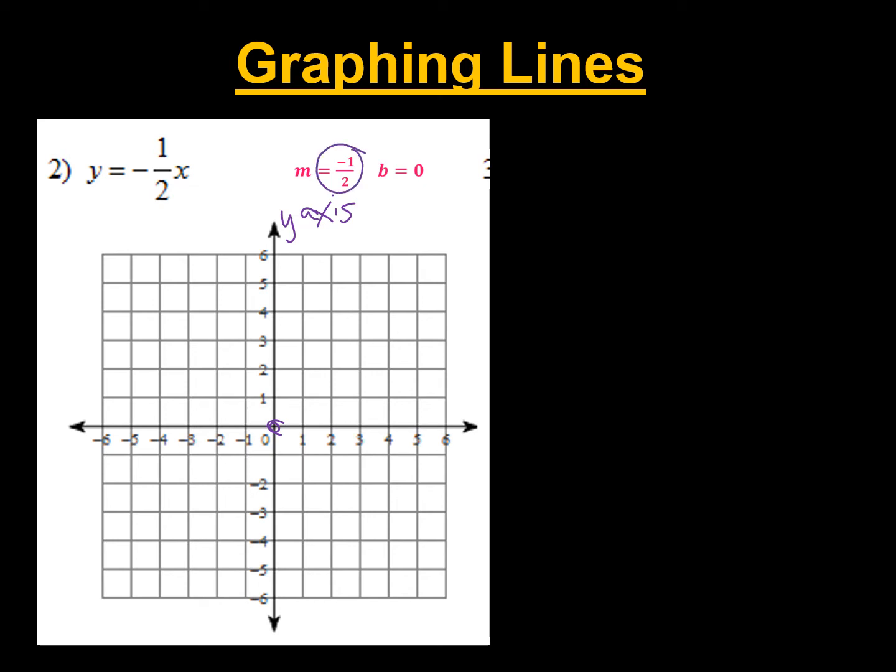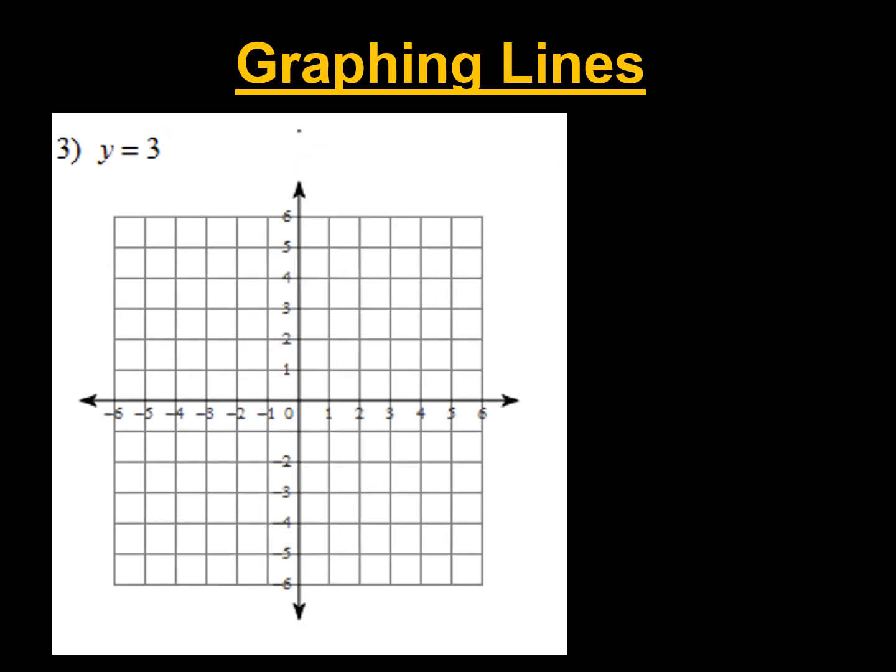So my rise is -1, which means I have to go down, and my run is 2, positive 2. So I'm going to go in the right direction. So down 1 and right 2 would put me right there. I can keep doing that if I want to make sure my line is straight, but there is the line of that equation. So my rise was -1, I went down, and my run was positive 2, I went to the right, and going in that positive direction. So there's the line of that equation.